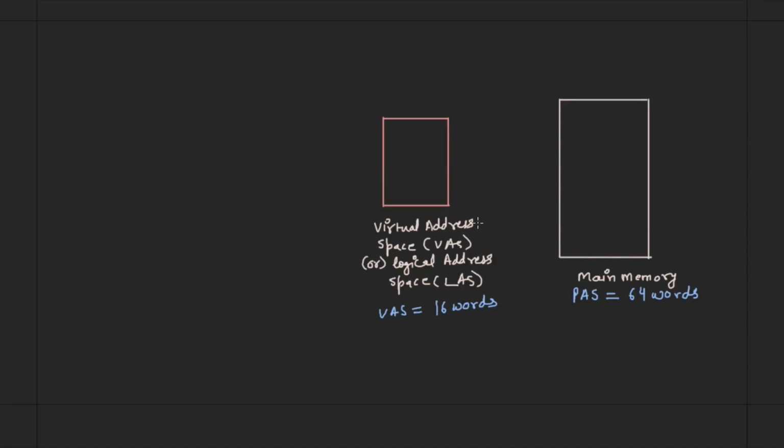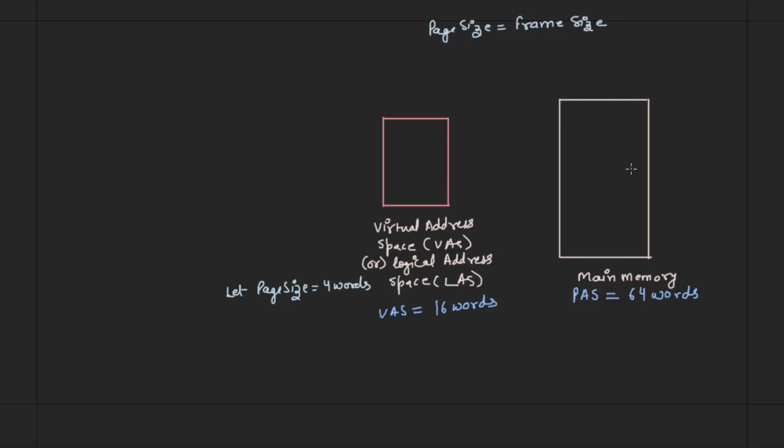And this logical address space will be divided into pages, and the main memory will be divided into frames in such a way that the page size will be equal to the frame size. Page size will be equal to the frame size. Now let the page size be only 4 words.